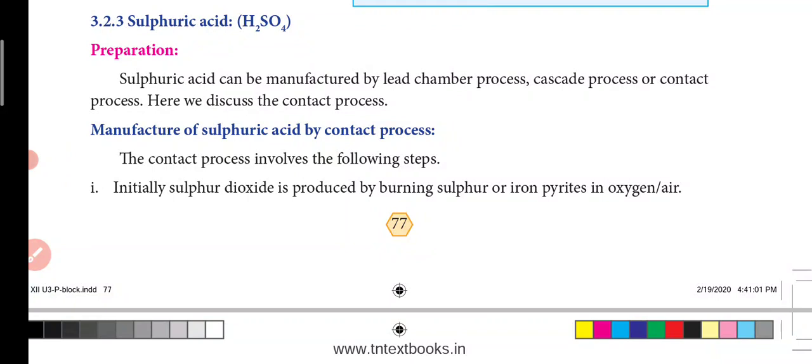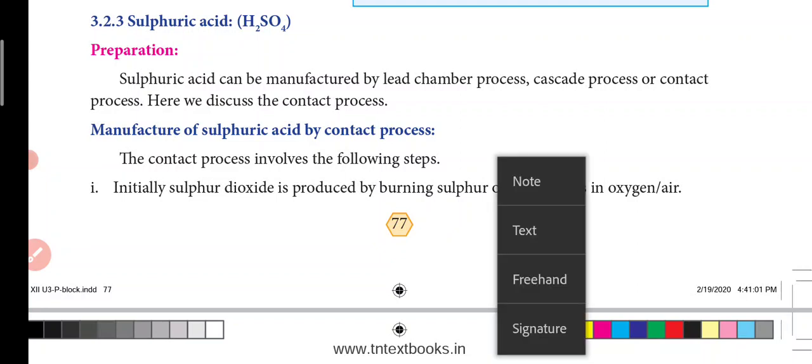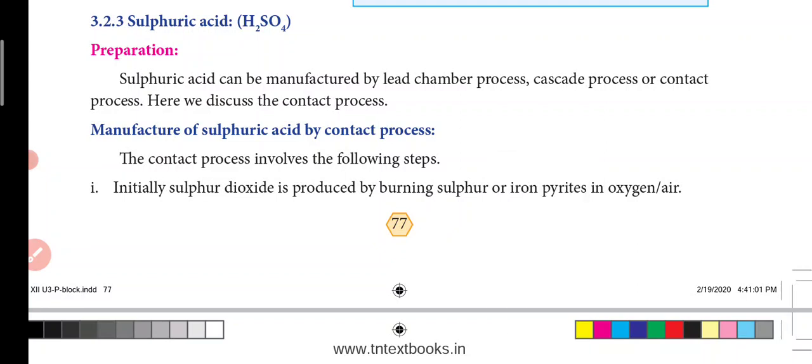So we have started group 16 in last class. We discussed oxygen and ozone, sulfur dioxide, their preparation, properties, uses, and structure. Today we are starting the next compound, that is sulfuric acid, H2SO4, which we all know very well and which is commonly used in our laboratories.